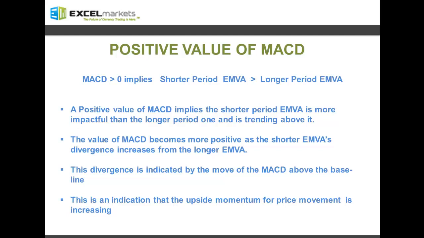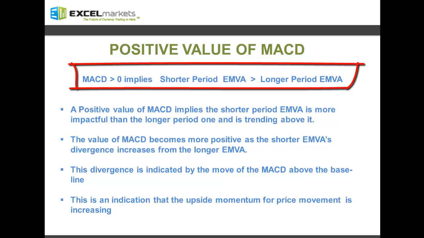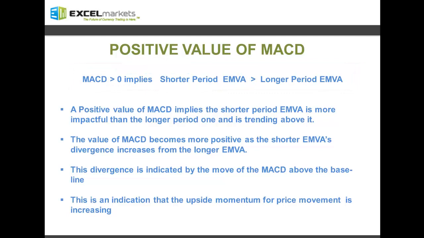starting with the case when the value of the MACD is positive. A positive value of MACD implies that the shorter period EMA, or the exponential moving average, is more impactful than the longer period EMA and is trending above it. This value of MACD becomes more positive as the shorter period moving average's divergence above the longer period EMA increases. This divergence is indicated by the move of the MACD above the 0 baseline and is an indication that the upside momentum for price movement is increasing.